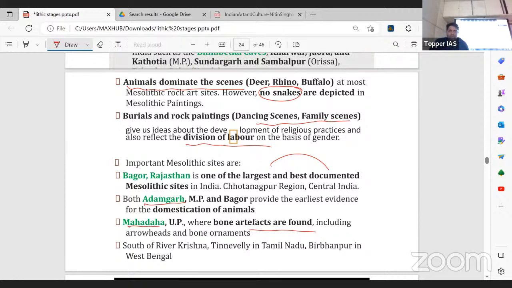Okay, so Bagor, Rajasthan, Adamgarh MP, Mahadaha UP. Bagor is the largest and best documented Mesolithic site. Adamgarh, earliest evidence of domestication of animals, and Mahadaha, bone artifacts.